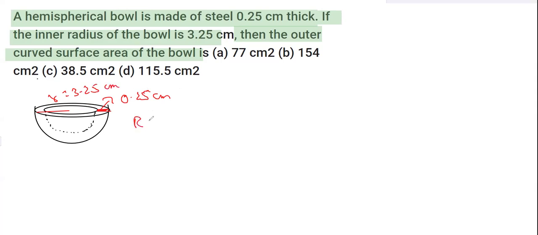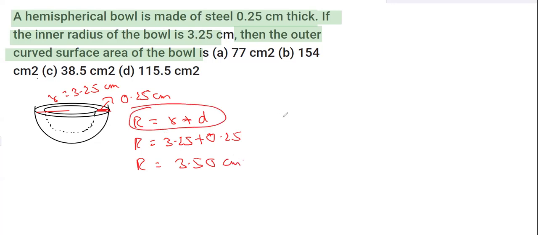Now, as you must know, if we add the thickness to the inner radius, say I use d for the thickness, then 3.25, the inner radius, plus the width should give you the outer radius, and it will come as 3.50 centimeter. So it is important to remember this relation: inner radius plus the width or the thickness will give you the outer radius. Now, what we have to find out is the outer curved surface area, indicating only this part. So for that, we need the outer radius.